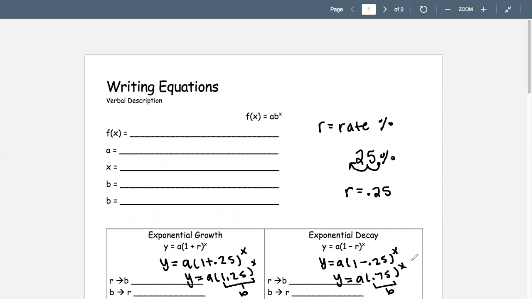So what's different from today from what we previously learned is that today you're going to be given percentages, but you can't just use the percent. You have to change that percent into the B value. To do that, you change the percent to a decimal. If it's exponential growth, add 1. If it's exponential decay, subtract it from 1.